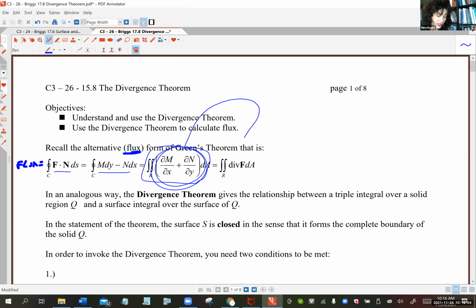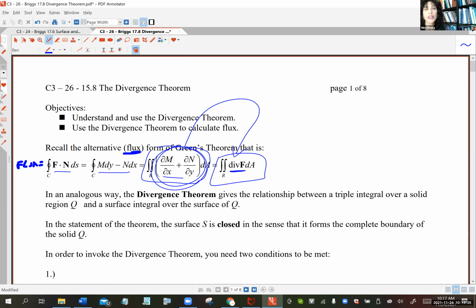But from our study last week of divergence and curl, dM/dx plus dN/dy is the divergence of F. So really, this form of Green's looks like this. You turn it into a double integral and take the divergence of F, and that gives you the overall flux through the curve. So this is a two-dimensional thing. Now, what about a three-dimensional thing? So you want flux through a three-dimensional thing.